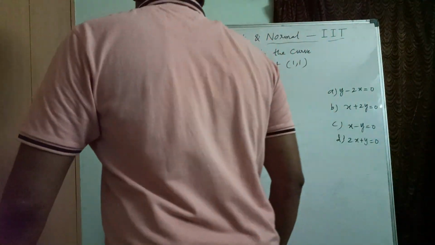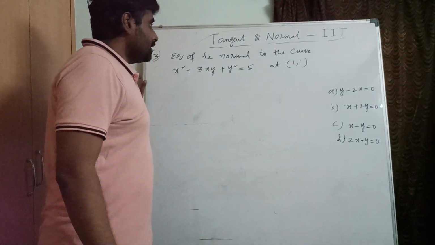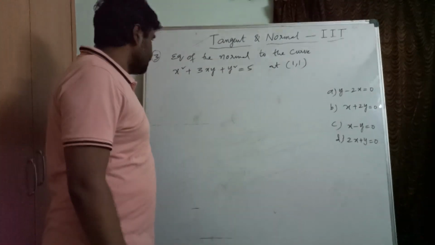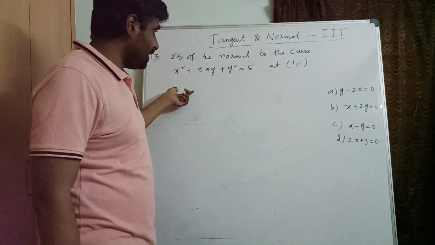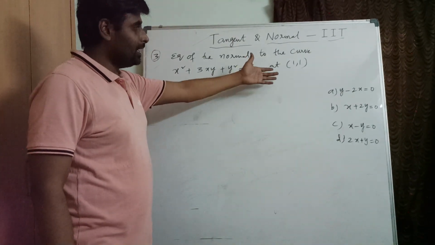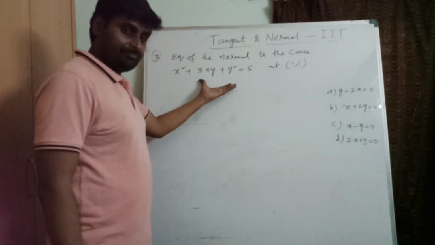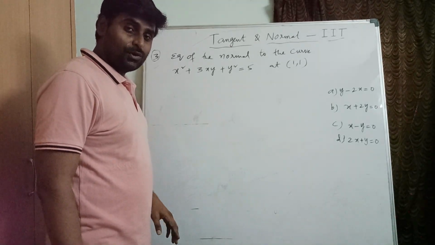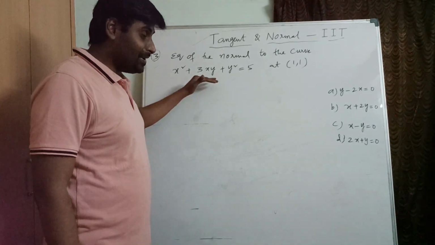Now, let us look at this question. Find the equation of the normal to the curve x square plus 3xy plus y square equal to 5 at 1 comma 1. It's a very easy, basic problem, but you have to know how to find dy by dx from this.